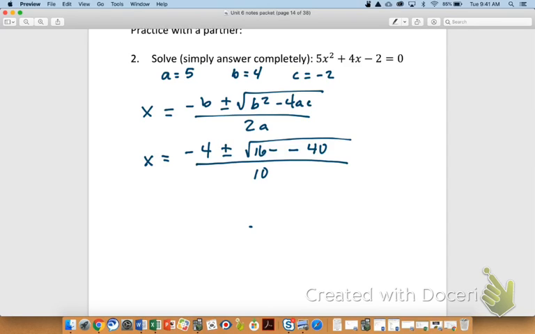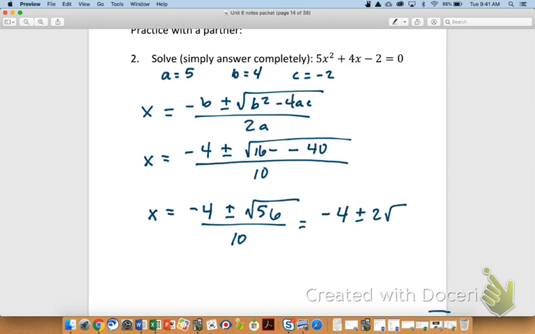So I've plugged everything in. I just need to simplify a little bit. This would be negative 4 plus or minus the square root of 56 over 10. Square root of 56, is anybody good at these radicals? Do you know how that simplifies? 2 square root of 14, Sasha, well done. Good job. So plus or minus 2 square root 14 over 10.